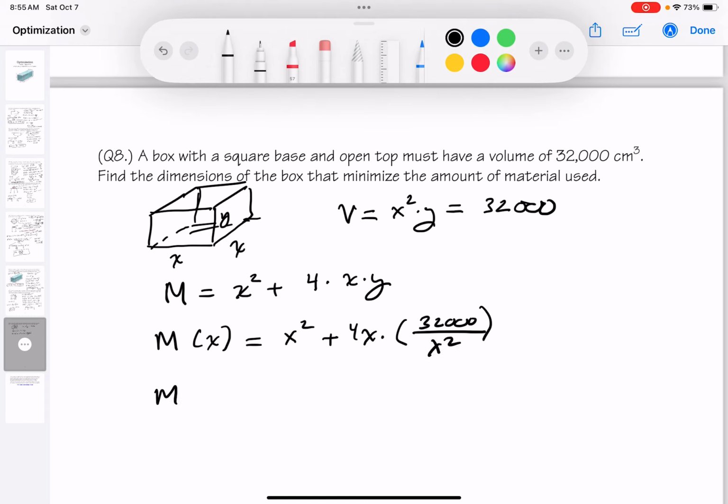I need to simplify that and get x squared plus 4 times 32,000 times x to the minus 1. I guess I should talk about what x could be, by the way. x definitely has to be greater than 0.